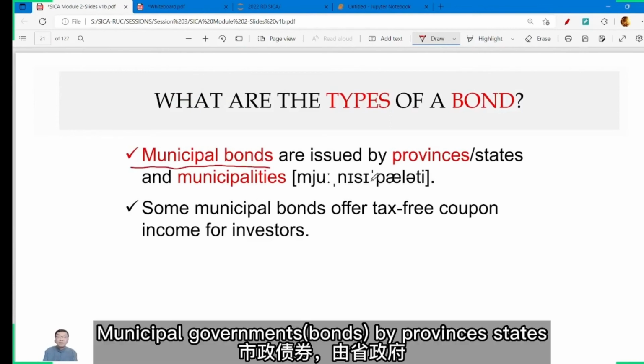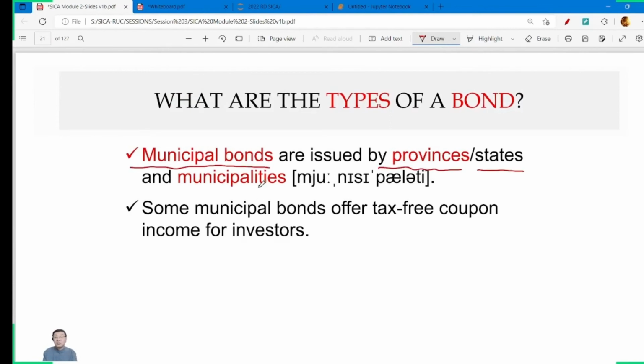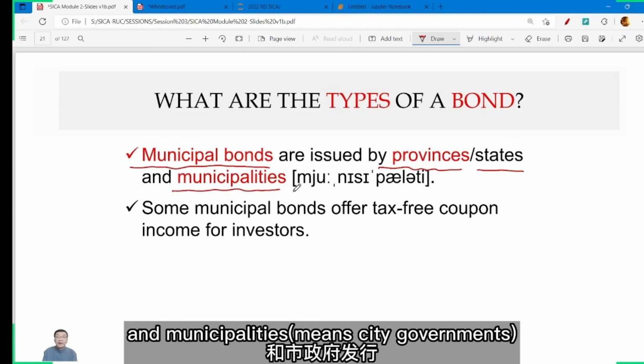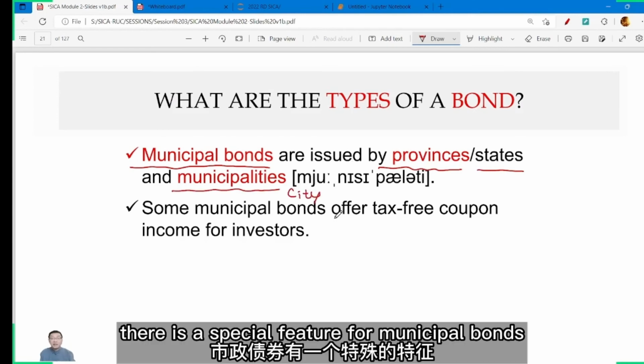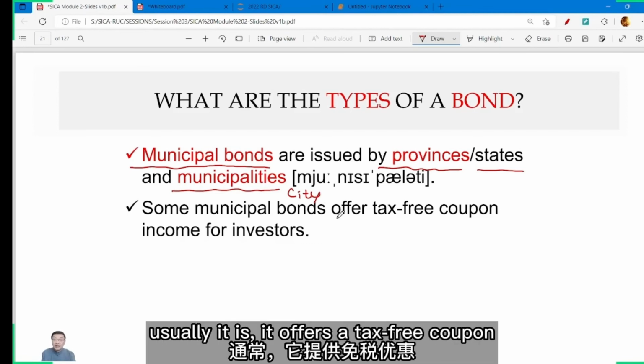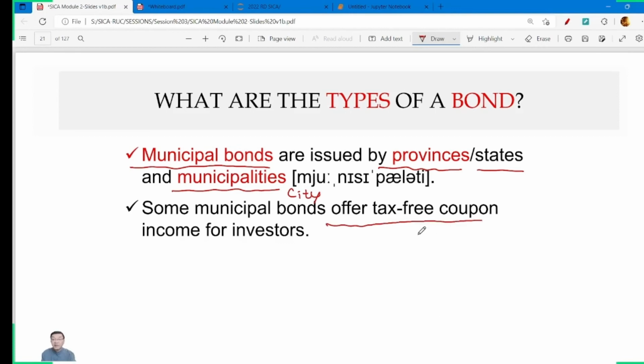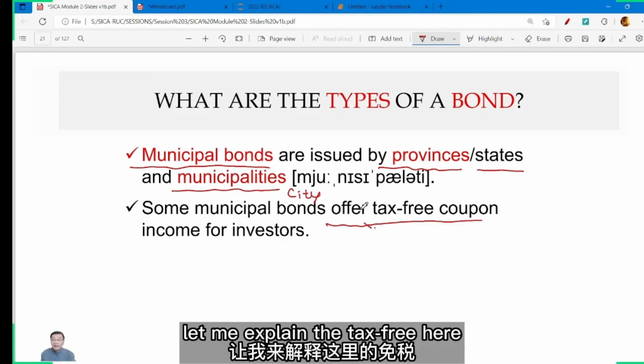Municipal bonds are issued by provinces, states, and municipalities, which means city governments. There is a special feature for municipal bonds. Usually it offers a tax-free coupon. Let me explain the tax-free here.